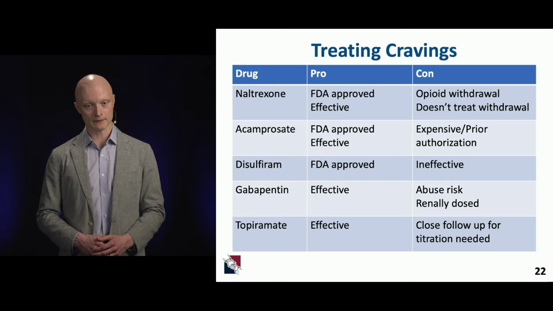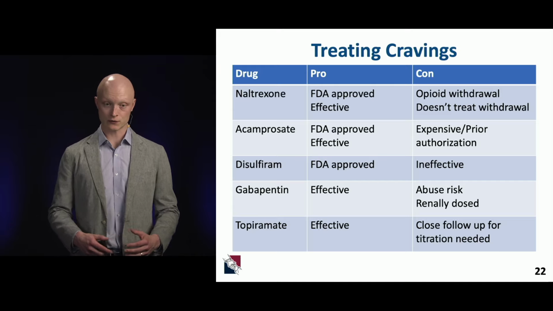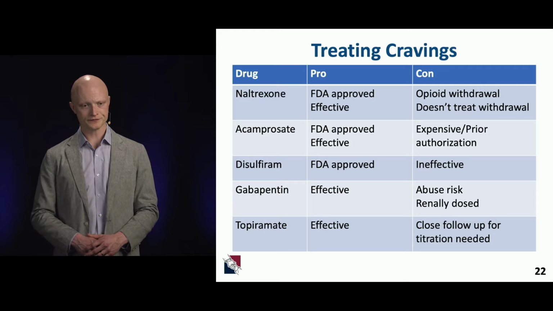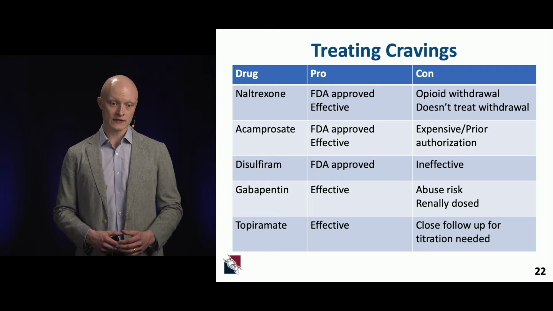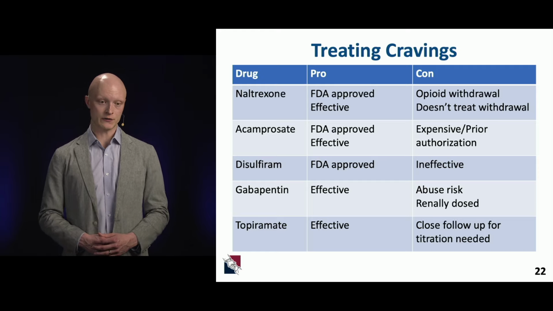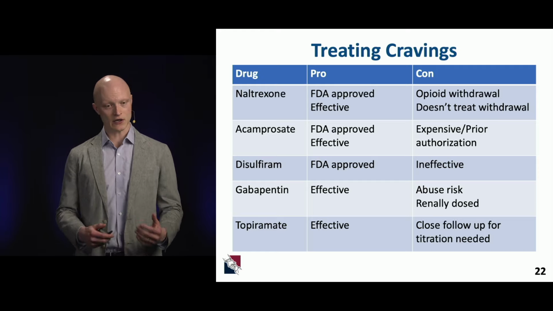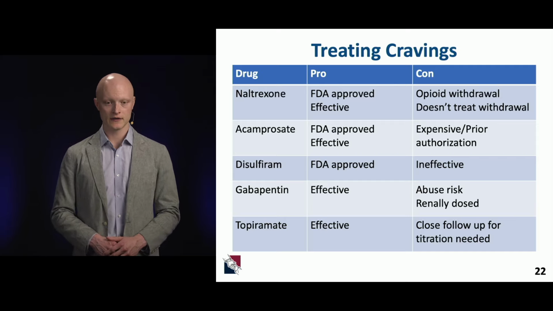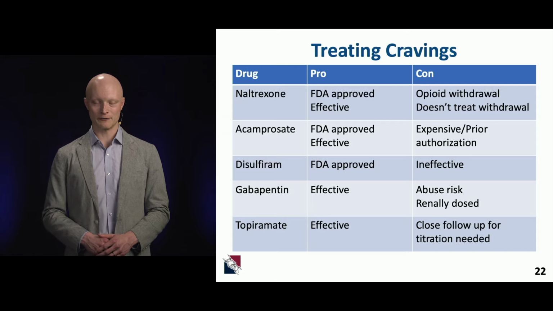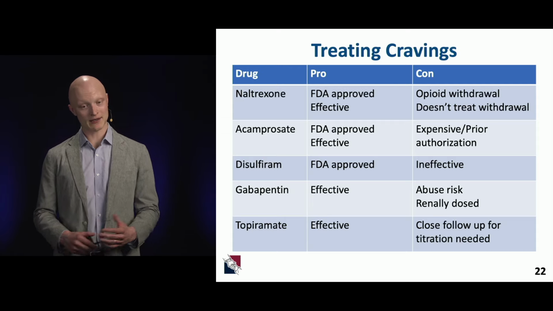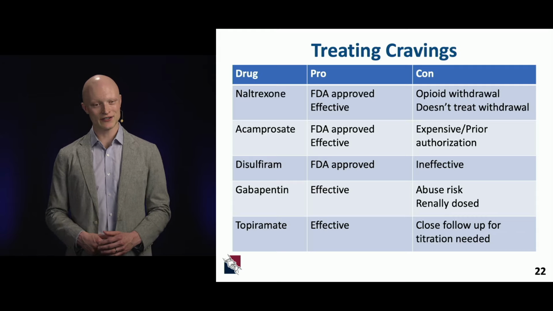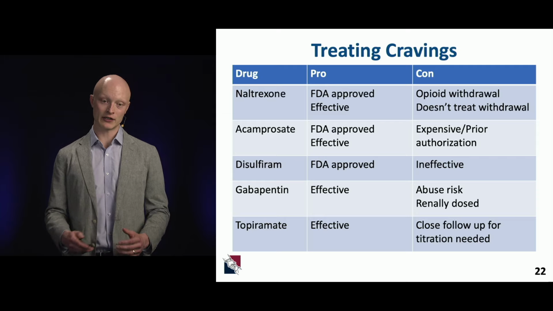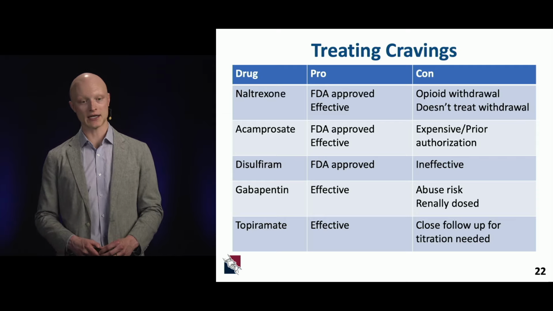that we mentioned before. There is certainly an abuse and misuse risk and diversion risk, and then it has to be renally dosed. A final medication that is somewhat commonly used for treating cravings for alcohol use disorder is topiramate. This is also involved in regulating the glutamate pathway, and it is quite effective. But there are a lot of bad side effects with this. There can be, namely paresthesias, and the dose needs to be really carefully titrated, so it shouldn't be prescribed unless there can be very close follow-up for titration of this medication.